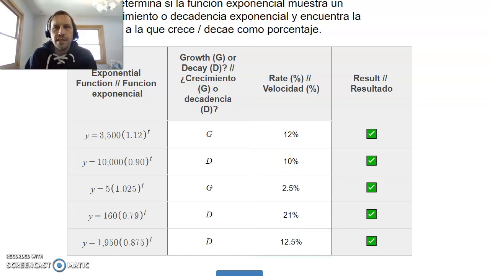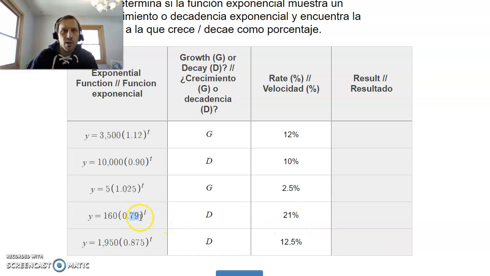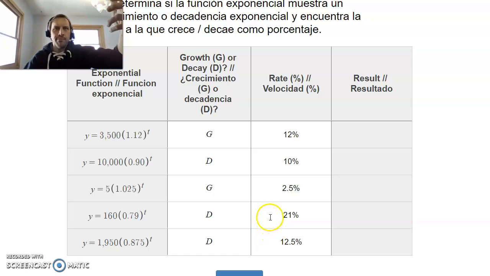So take a moment. Did you get all those green check marks? If not, what are you missing? Notice 0.25 is the decimal 0.025. 21, or 21%, it is 0.21 away from 1. And 12.5, it's 0.125 away from 1. And so you need to get back to 1 to show what percentage it's either growing or decaying. Watch this again if you need to. The next video is coming out shortly to finish up this lesson.